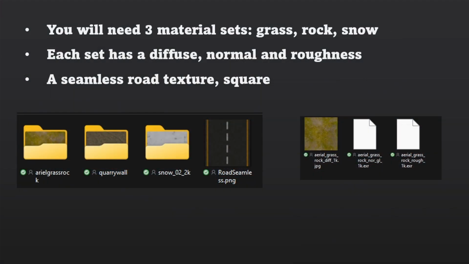So before we make a start in Blender, a quick word on the assets. You're going to need 3 sets of materials, one for grass, one for rock, one for snow. You need to make sure, please, that each set has at least a diffuse, a normal, and a roughness texture. And you'll also need a seamless road texture, preferably square, otherwise things are going to look a little bit weird. I've taken here a quick snapshot of what I have. So for example, in the grass folder here, I've got the grass diffuse, the normal, and also the roughness.